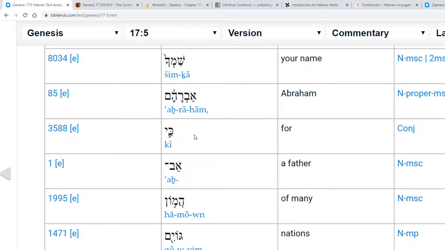Ki, so ki is a conjunction. Usually I translate it as for, because, so.